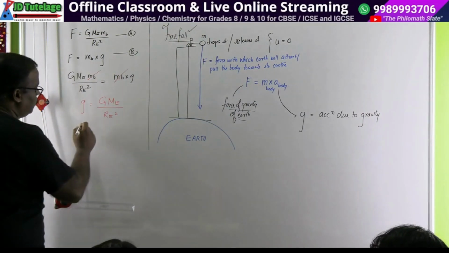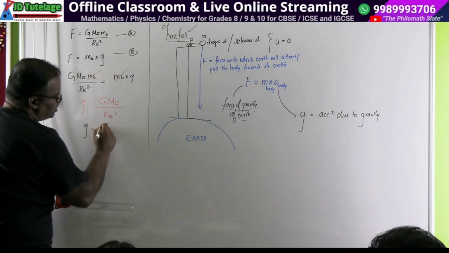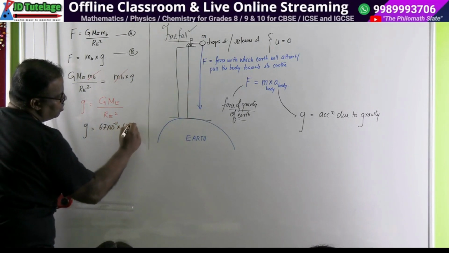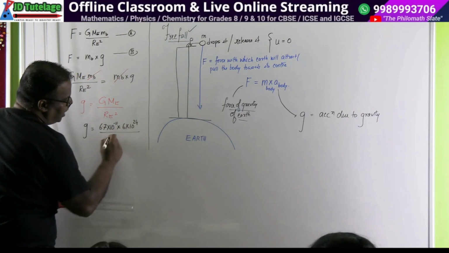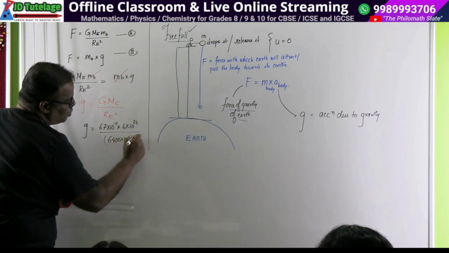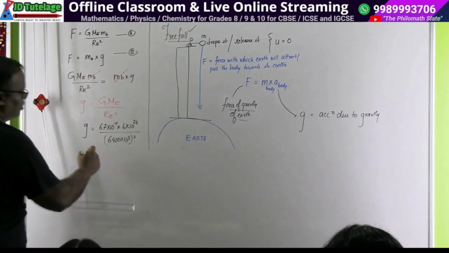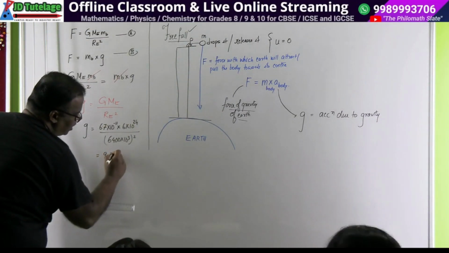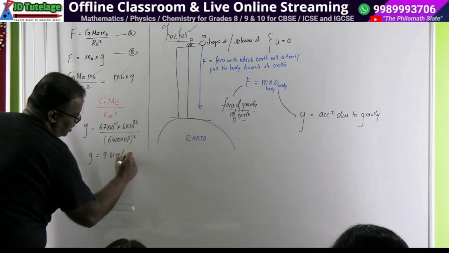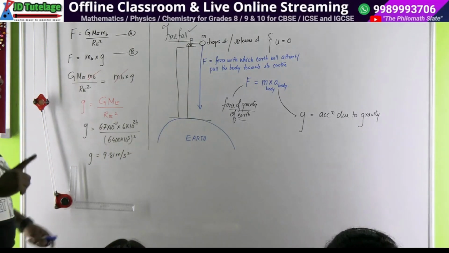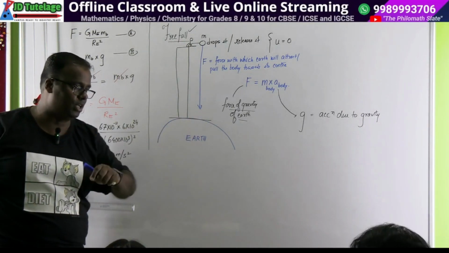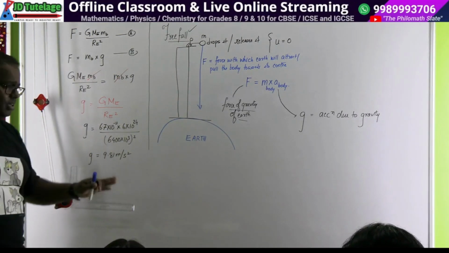Let's solve this. If you try to solve this, it will be G, 6.7 into 10 to the power minus 11, multiplied by 6 into 10 to the power 24, divided by 6,400 into 10 to the power 3 meters square, and you go back and find the same value, which is 9.81 meters per second square. That was Newton, meaning a body of mass 1 kg experiences a force of 9.81 Newton. And it will be clear. Now we'll get that also clear.